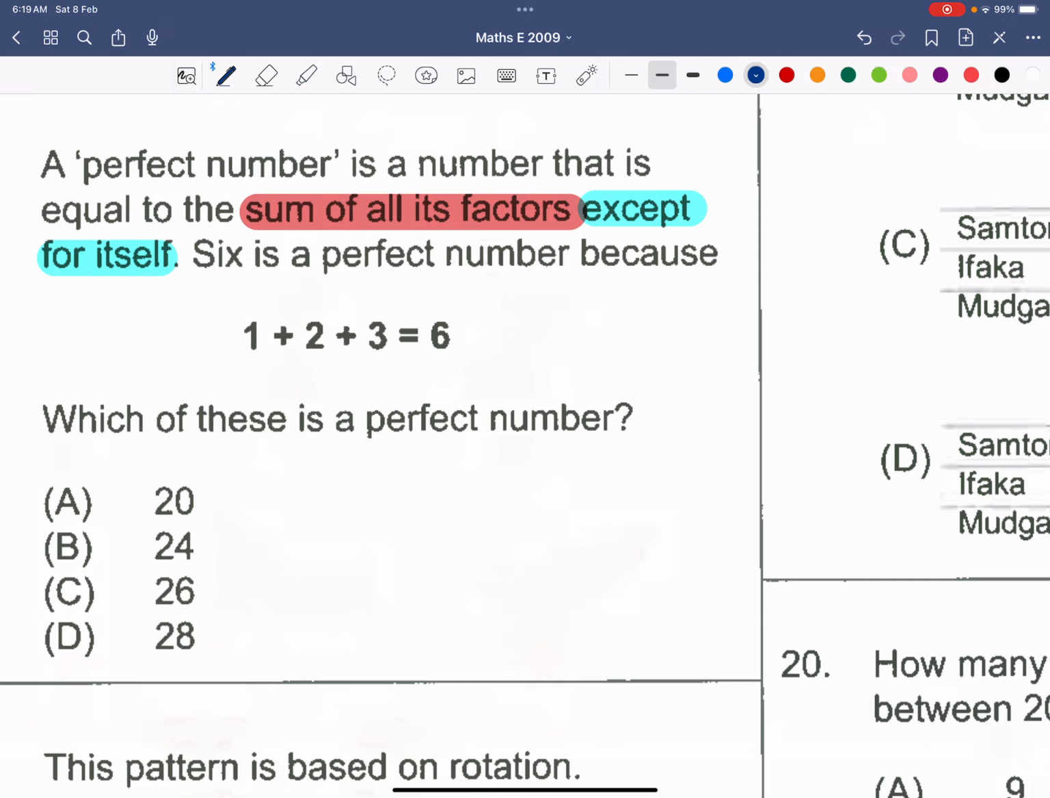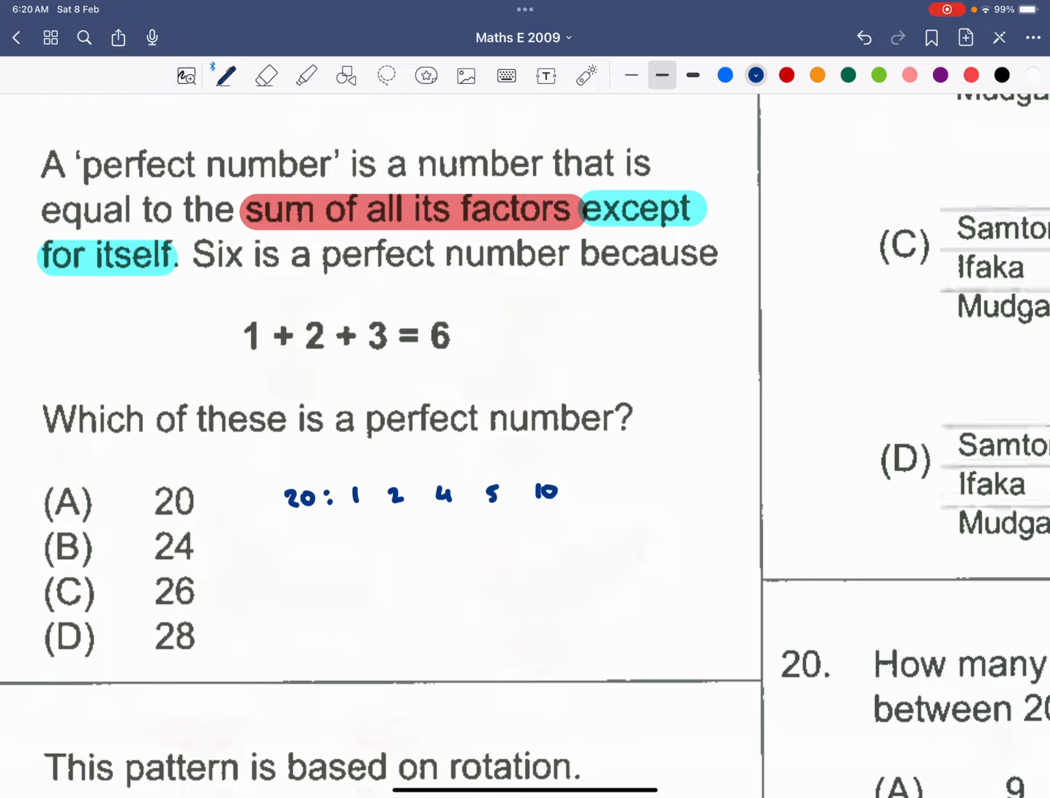So let's try the options. What are the factors of 20? The factors of 20 are 1, 2, not 3, 4 is, 5 is, 6 isn't, 7 isn't, 8 doesn't go into 20, 9 doesn't go into 20, 10 does go into 20.